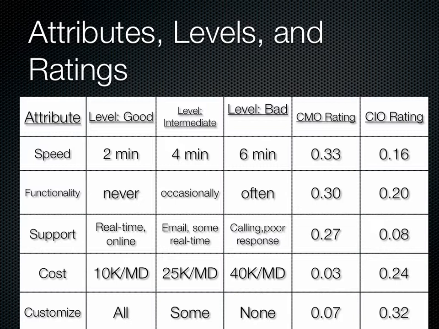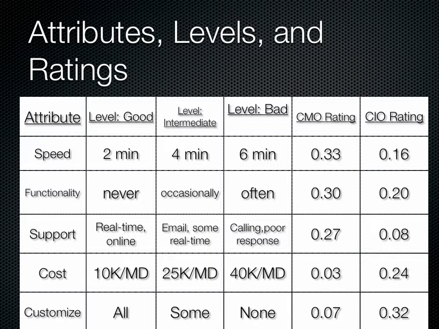This chart displays the attributes that were gathered during interviews with two key decision makers, a Chief Information Officer and a Chief Medical Officer. They are helping to choose the electronic health record for a large hospital-based physician practice with over 100 physicians. The attributes are speed, functionality, support, cost, and ability to customize. Each attribute has 3 different levels, from good, intermediate, to bad.